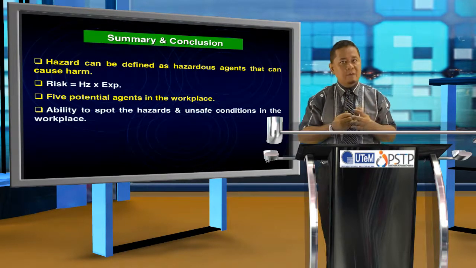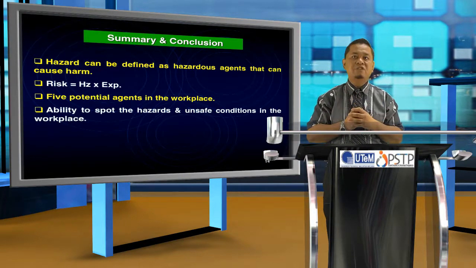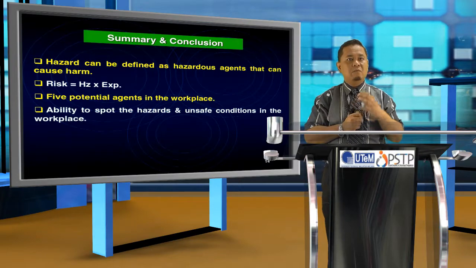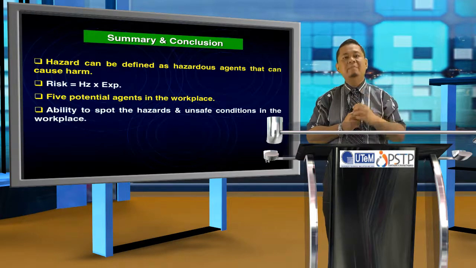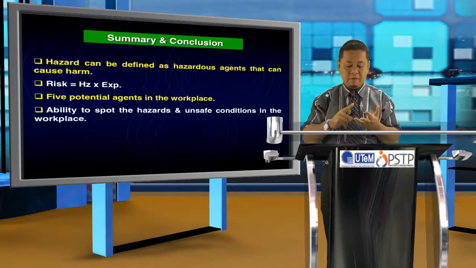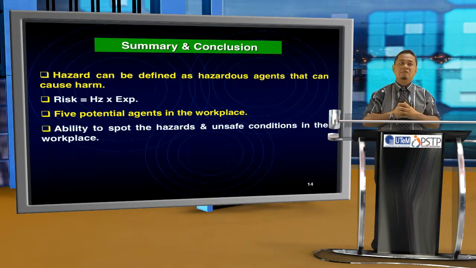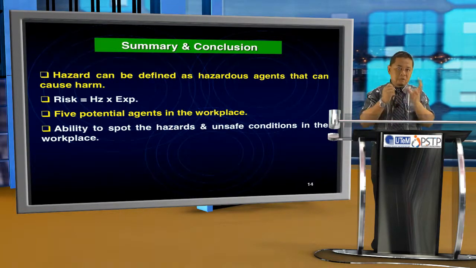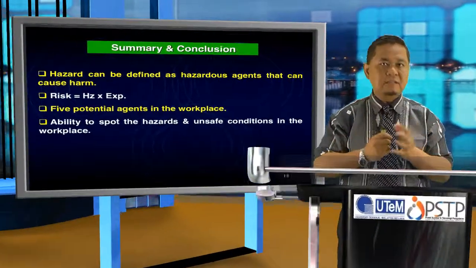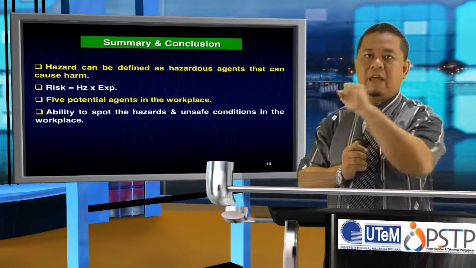As the conclusion, I can say that a hazard can be defined as a hazardous agent that can cause harm, and the risk is, by the formula, hazard multiplied by exposure. And you need to remember that there are 5 potential agents in the workplace. We have physical hazards, chemical hazards, biological hazards, ergonomic hazards, and the last one, the psychosocial effect. And you try to have the ability to spot the potential hazards in the workplace, and try to categorize whether it is an unsafe condition or an unsafe act in the workplace.